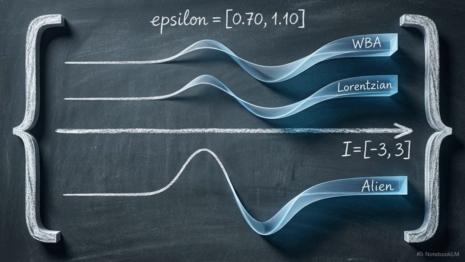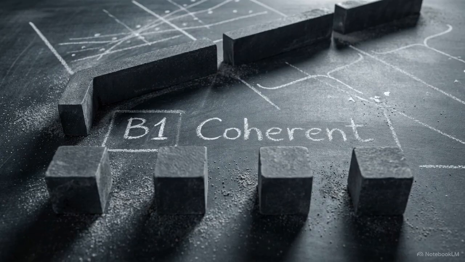Here, three specific kernels, WBA, Lorentzian, and alien, operate within a strict rigidity window between epsilon 0.70 and 1.10. Previous research ran a spike quotient battery across 4 successive grid doublings within this window. The results split the kernels into a strict 2-class discrete taxonomy.